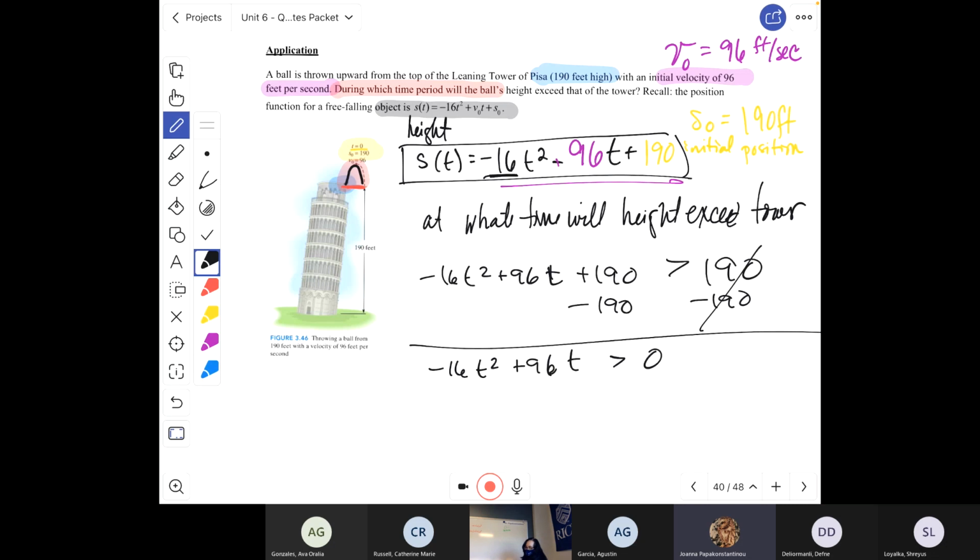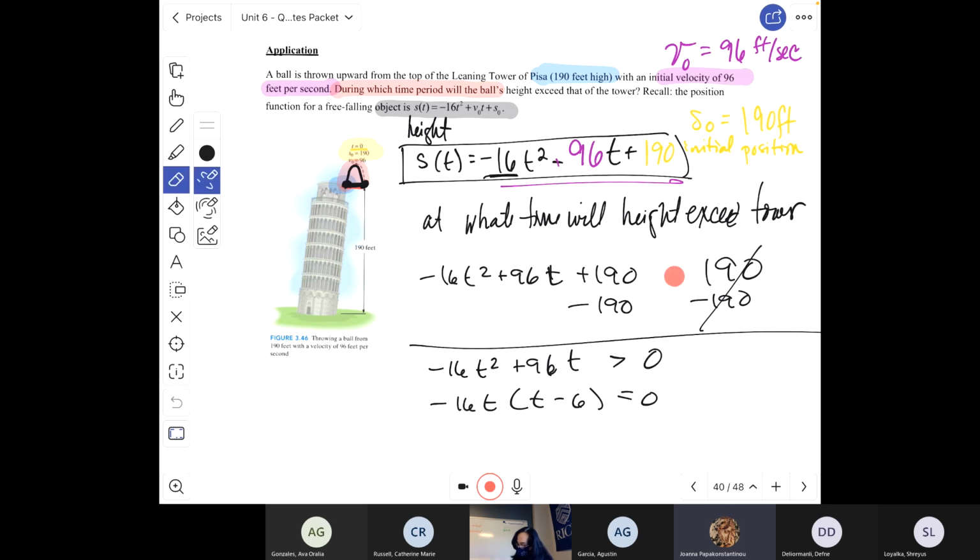This makes it very easy. Because I need to know the time. Well, the time here is 0. But if I can find this time here, then I know this length of time it's been above the tower. What can I do to make this an easier problem? Factor out 16. I'm going to factor out a negative 16, leaving me t minus 6. I'm going to set it equal to 0. And technically, I should turn this into an equal sign when I start solving. So I have negative 16t equals 0 and t minus 6 equals 0.